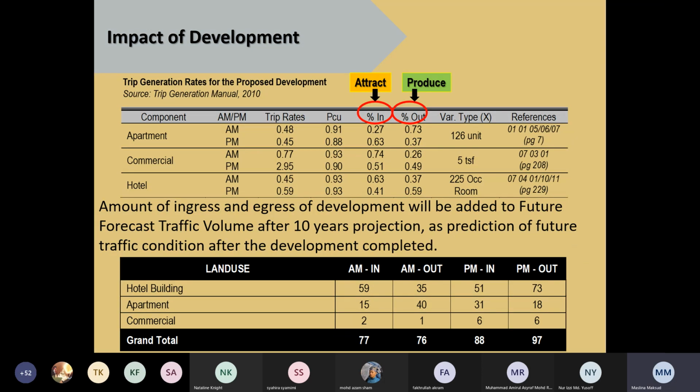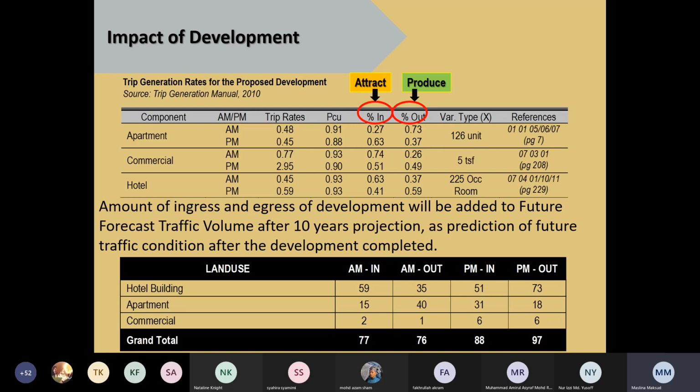I would like to show the example. So this is the example of the calculation. The traffic attracted and produced by our development consists of apartment, retail shop, commercial, and hotel, as you can see here. Every type of component has its own trip rates, its own PCU, and percentage in and out, which you can get from the trip generation manual guidelines.